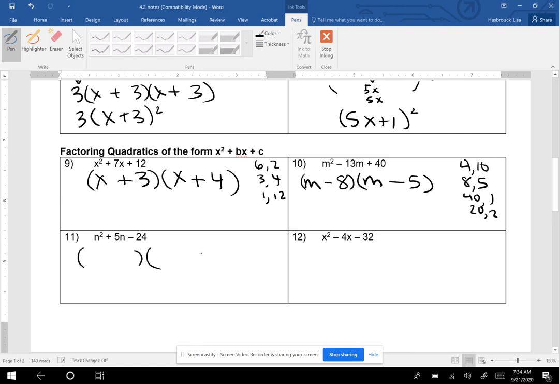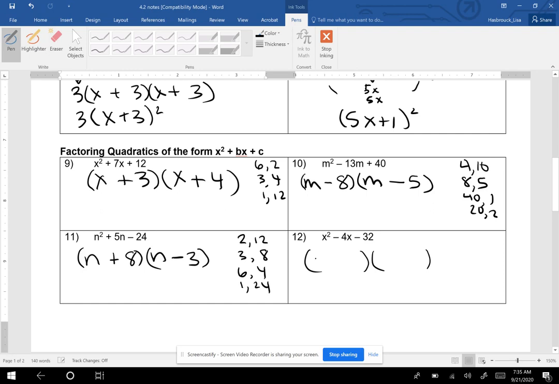For number 11, same process, n squared is n times n. For 24, we can use 2 and 12, 3 and 8, 6 and 4, 1 and 24. So if these are our options for 24, to get a 5, we could use the 3 and the 8. Now notice it has to be a positive 5, so the 8 needs to be positive, the 3 can be negative. We also want to make sure that when we multiply these together, we get the correct sign in front of the last term, and we do.